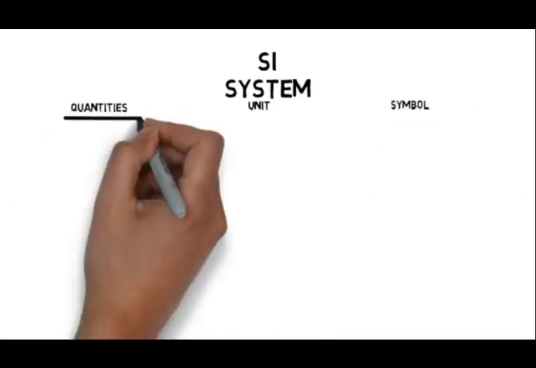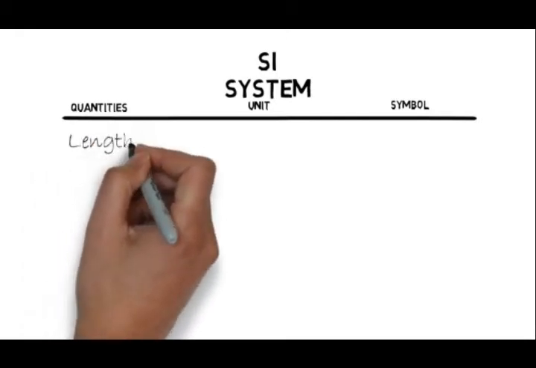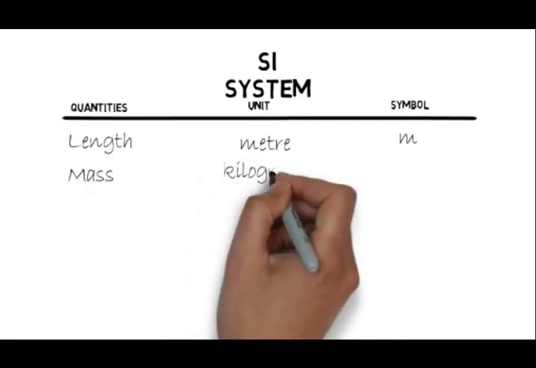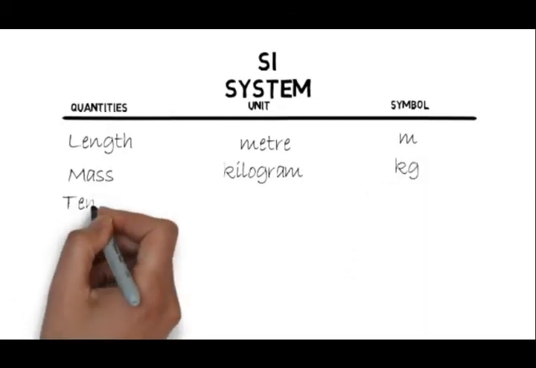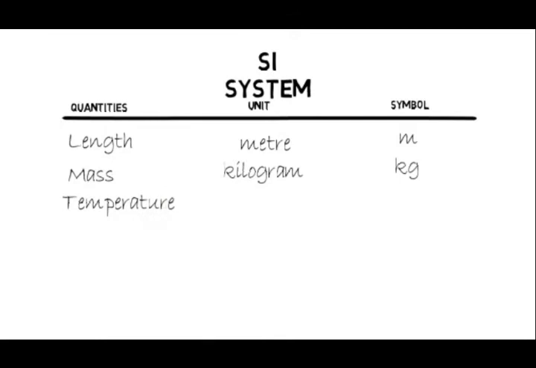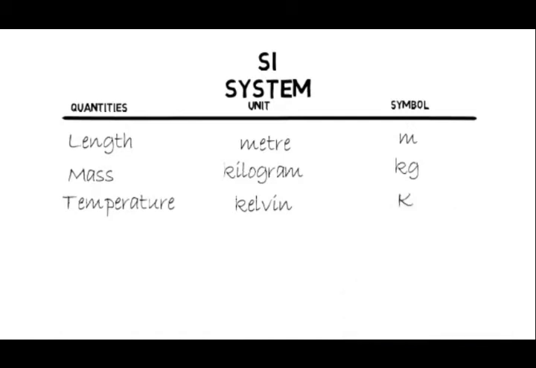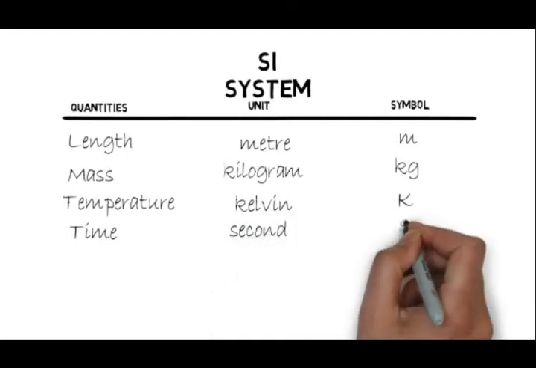Quantities can be further classified into length, which has a unit meter, and symbol small m. Next we have mass, unit kilogram, and symbol kg. Next we have temperature, unit Kelvin, and symbol capital K. Next we have time, unit seconds, and symbol small s.